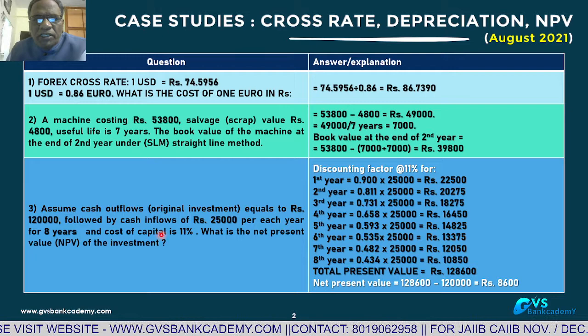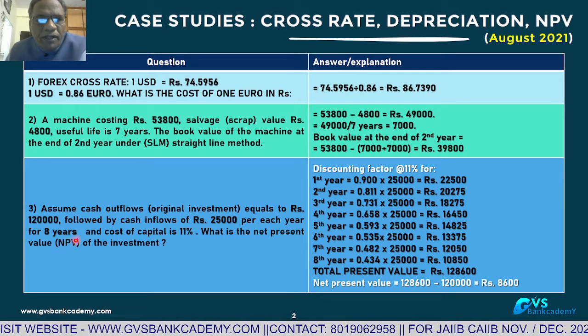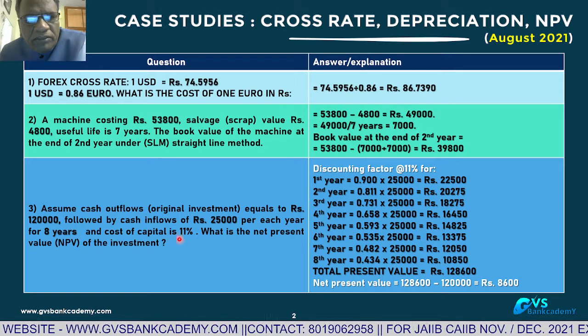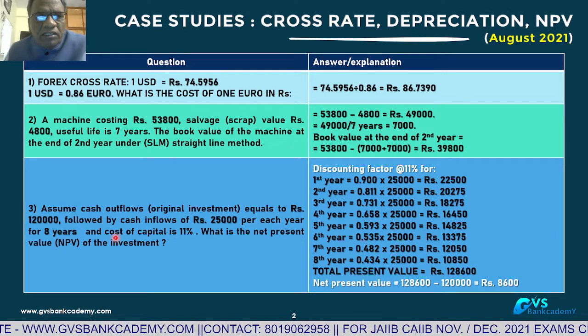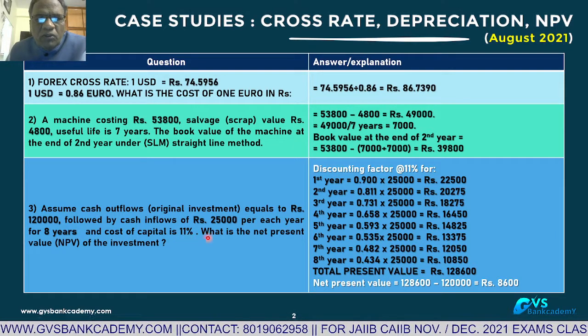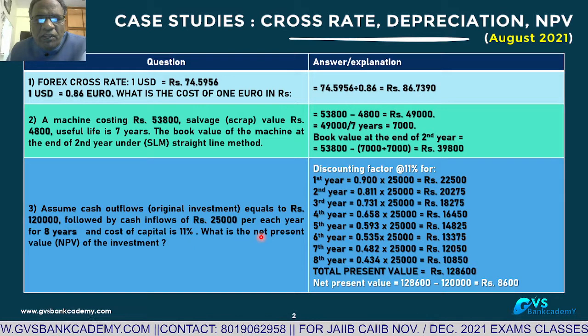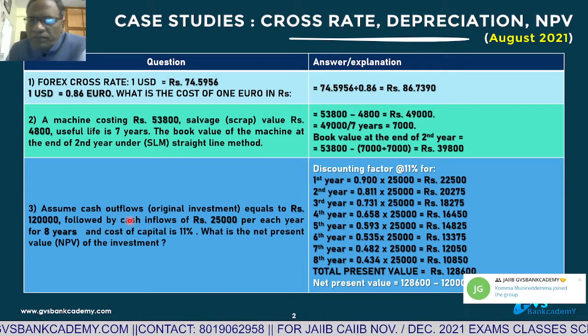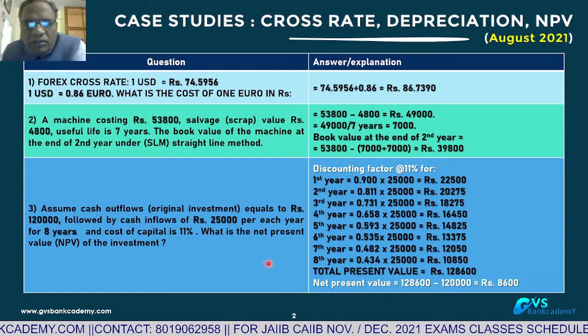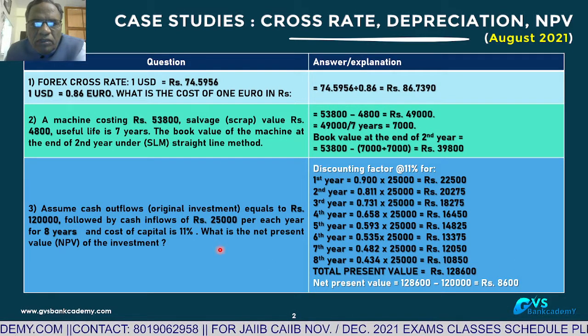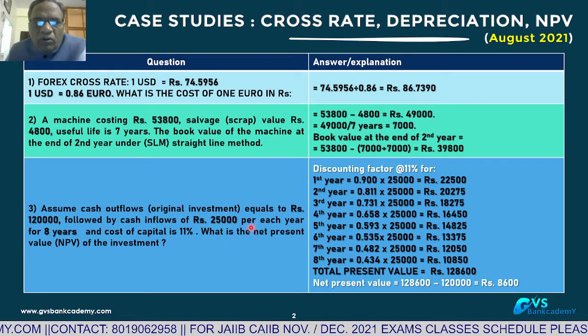How many years are you getting? 8 years. And the cost of capital is 11%. The project cost of capital calculated by management is 11%. What is the net present value of the investment? This is the question.